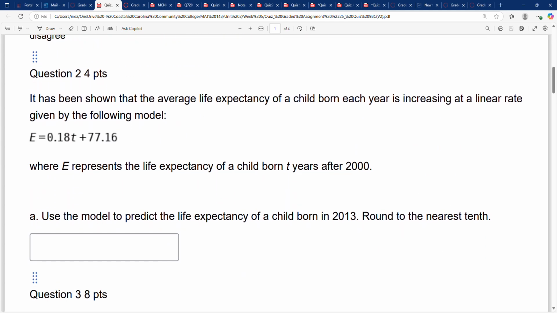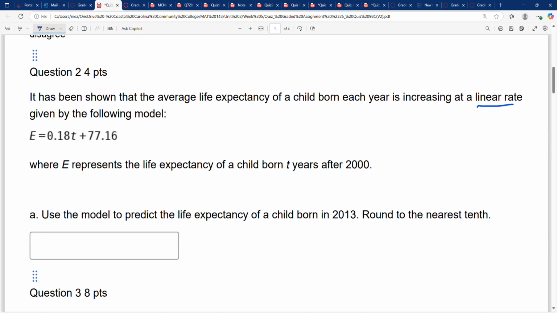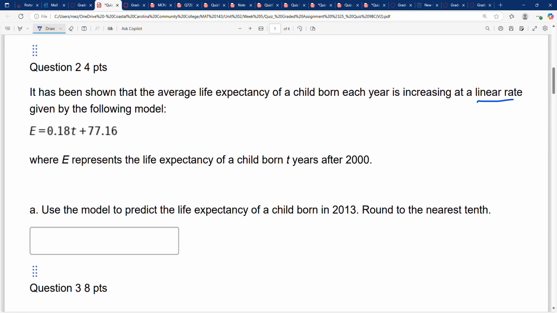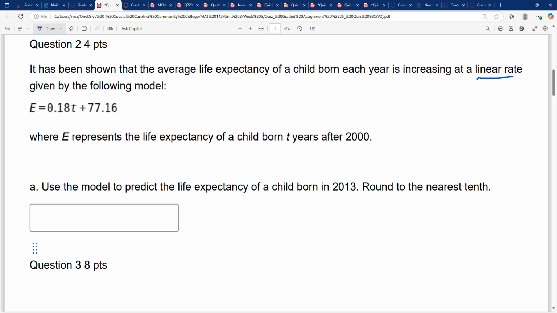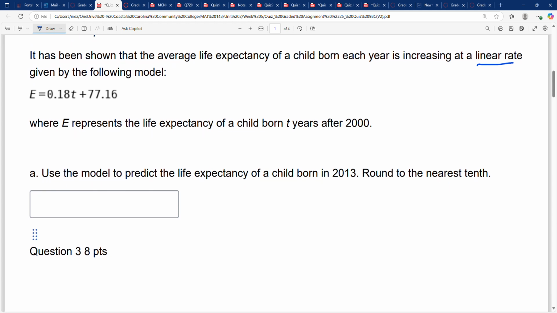After reading this question, you will see this is a linear model. There are some keywords like "linear" that give you a hint. Now let's see A, what they asked. Use a model to predict the life expectancy of a child born in 2013, rounded to the nearest tenth.